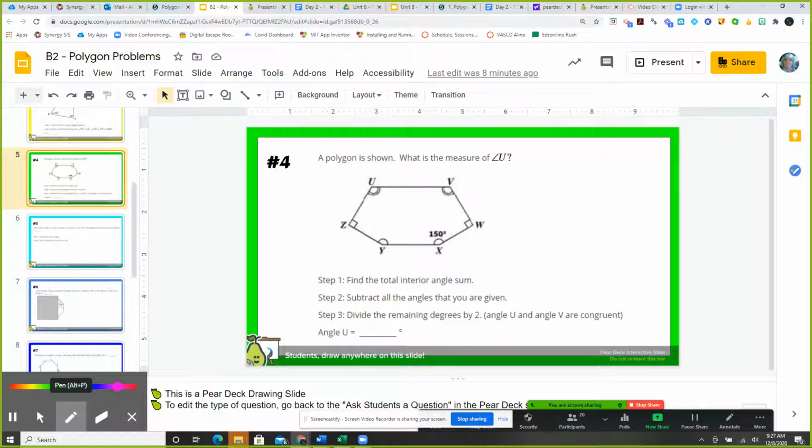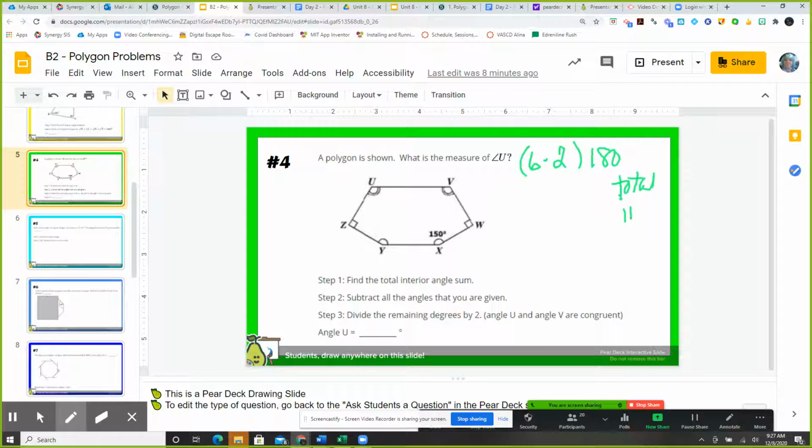Find the total interior sum. I think that's a great place to start. How do I do that? 6 minus 2 times 180. And what do you get for that? 720. So step 1 is 720, right? I find the total interior angle sum. And then what do I have to do?